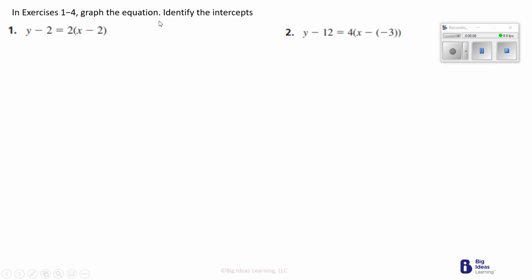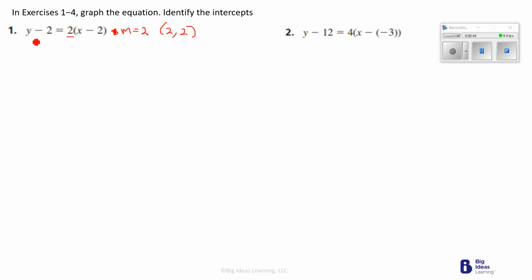I got number one. It says identify the intercepts. That's already in the point-slope form. That means my slope is going to be 2. I guess I should put m equals 2. And then my x is over here, which will make it a positive 2, excuse me. And since this is negative 2 for my y, this would be a positive 2.